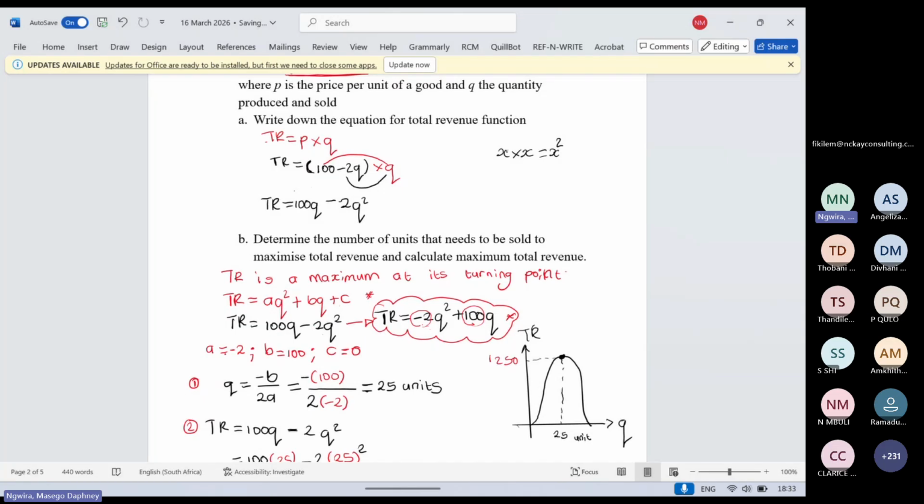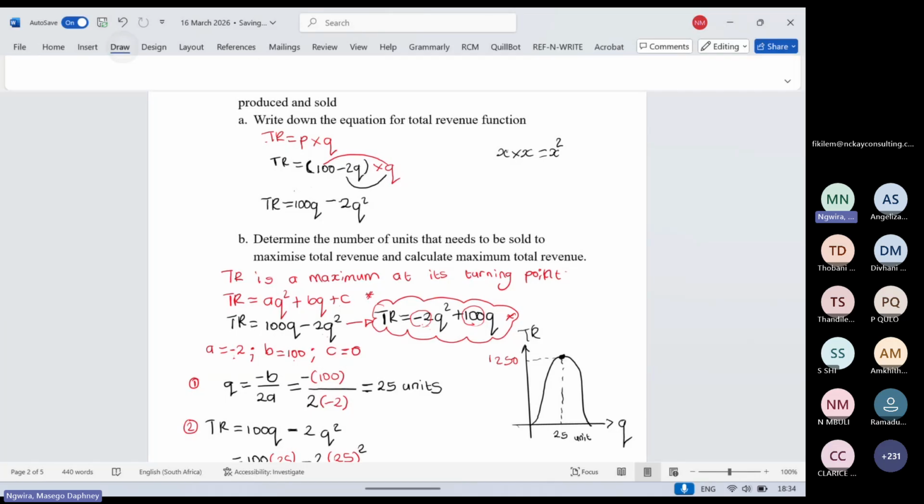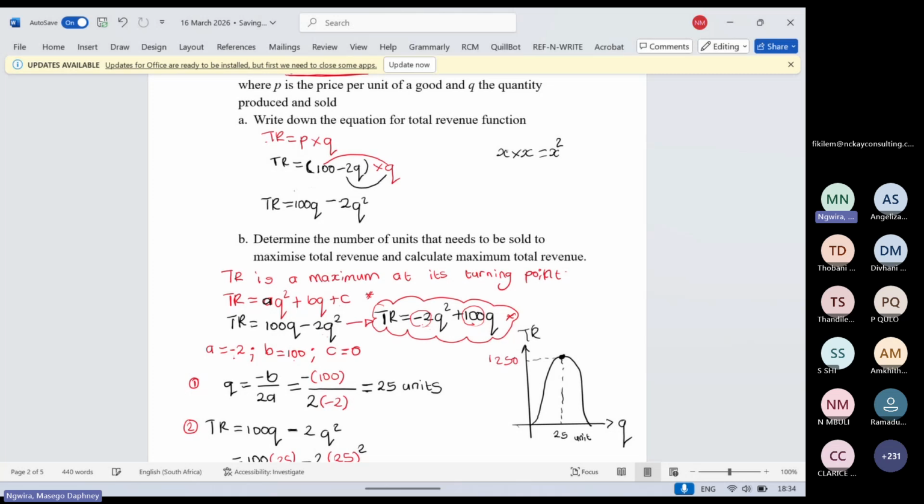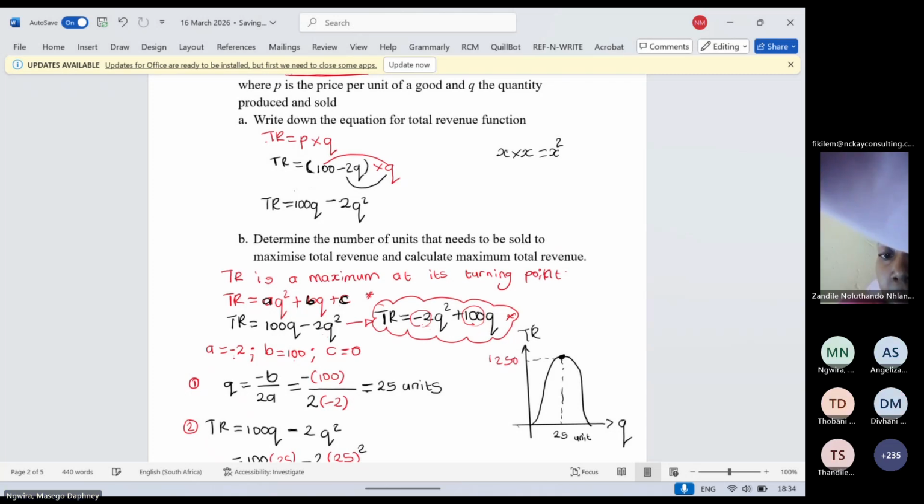So then I wrote them here. I said my A is -2 because the number that is next to Q squared is -2. And then the number that is next to Q is 100. And we said that whatever is next to Q is your B. So this is A, this is B, and then that's C. And then this is my A, this is my B, this is my C.